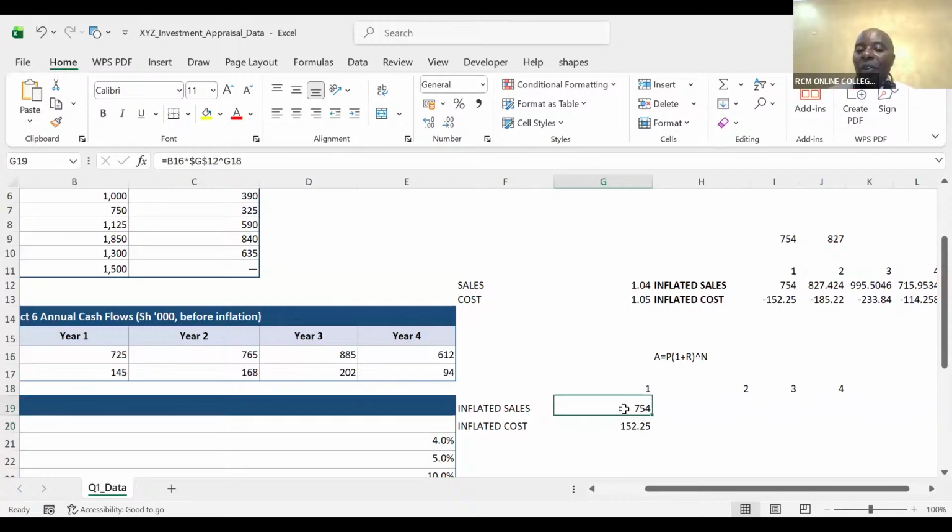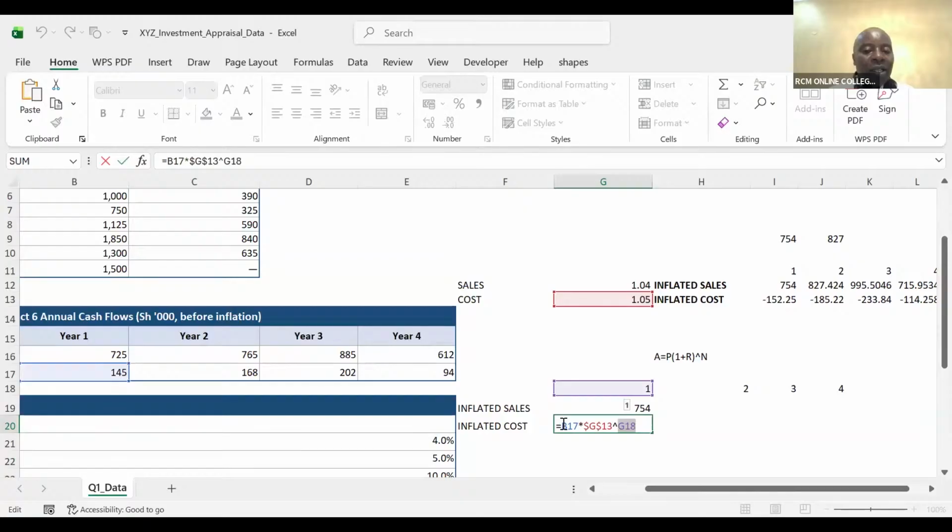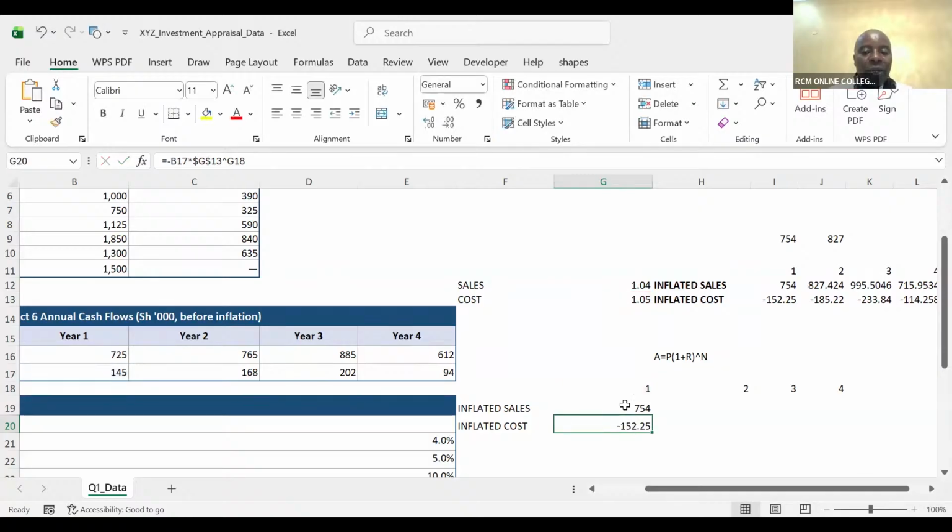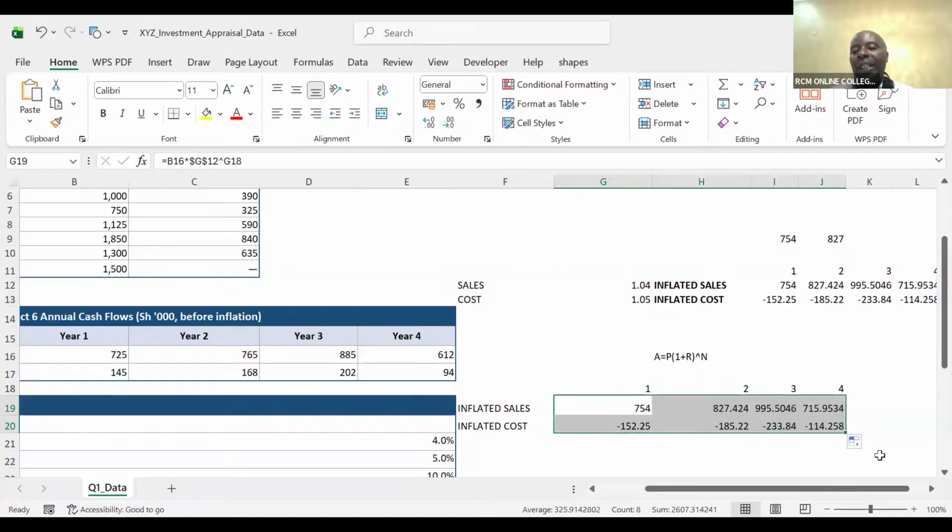Now, sorry, this one here, remember, you have to put a negative before it. Why are you putting a negative before it? Because it is a cost. So put a negative here, after equals. So in this case here, control enter. Once you have that, you can come here, highlight the two cells, and autofill to the right, up to number 4, like that. So you can see we have everything perfectly done.